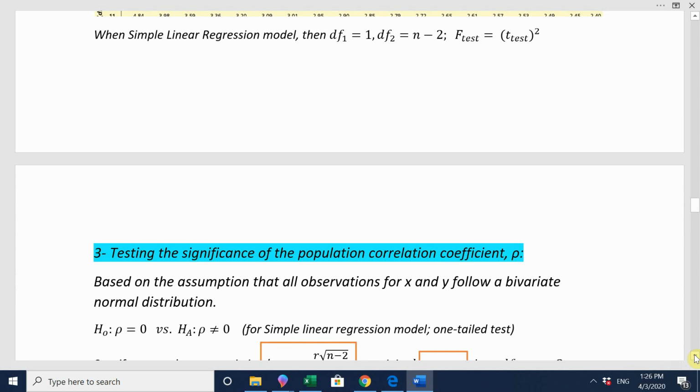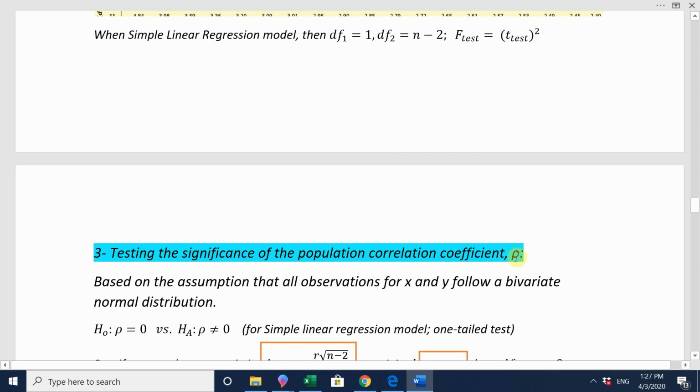Now we look at another hypothesis test, and that one is not based on the four model assumptions, but rather based on the assumption that X and Y follow a bivariate normal distribution. In other words, X and Y are normally distributed. If they are both normally distributed, then we can use this type of hypothesis test. And that is about the population correlation coefficient, rho.